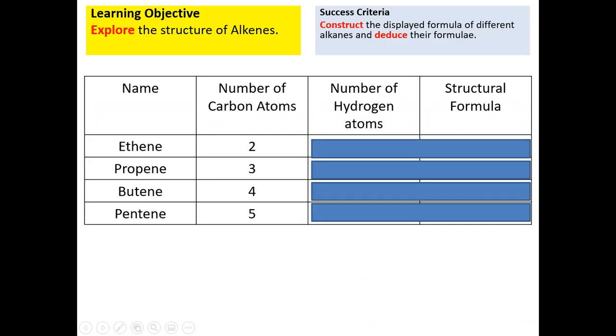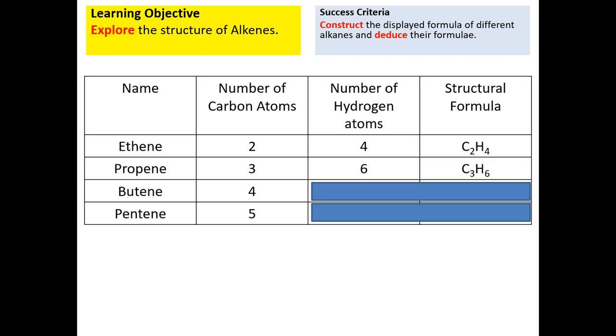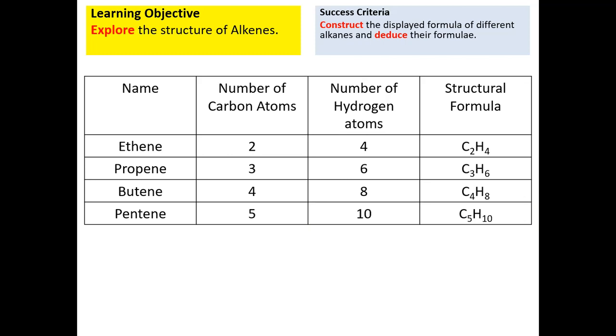So we've seen these diagrams for all of them. Ethene has 4 hydrogen atoms, so it's C2H4. Focus on the size of those numbers, it is really important, and those letters must be capitals because they are both elements with just one single letter. Propene would have 6 hydrogen atoms, so C3H6. Butene would be 8 hydrogen atoms, C4H8, and pentene would be 10 hydrogen atoms, C5H10.